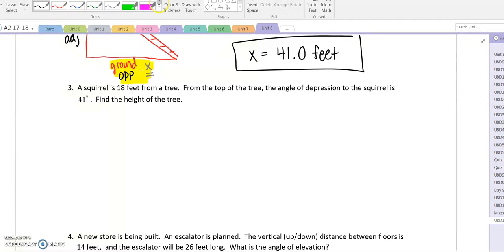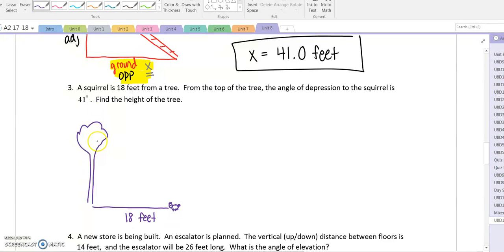Number 3, it says, a squirrel is 18 feet from a tree. All right, so we've got a tree, something like that going on. That's maybe the vertical side of our triangle, and then there's a squirrel over here. Ooh, a squirrel, I don't think I can draw that one as well. I'm just going to draw an animal with a tail. And eyes, there we go. Squirrel. 18 feet from a tree, so that means this side is 18 feet.